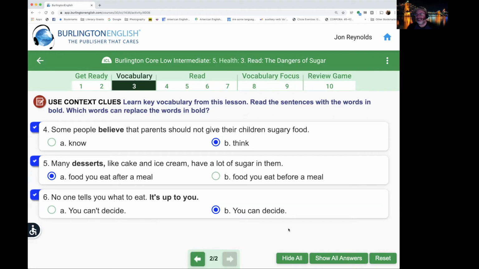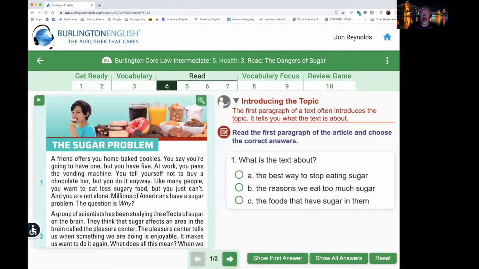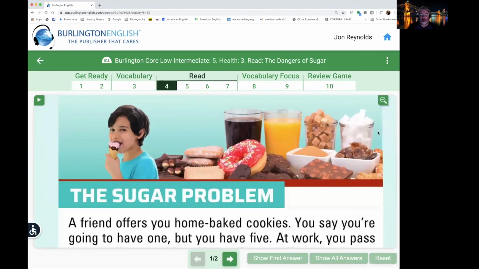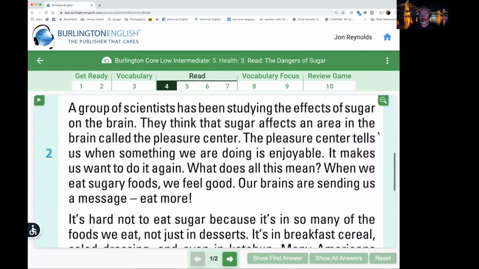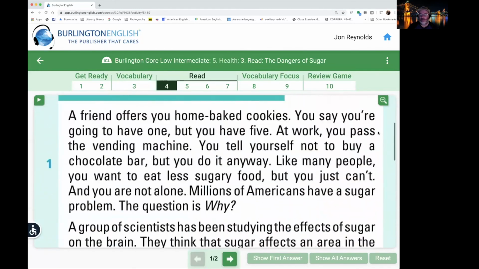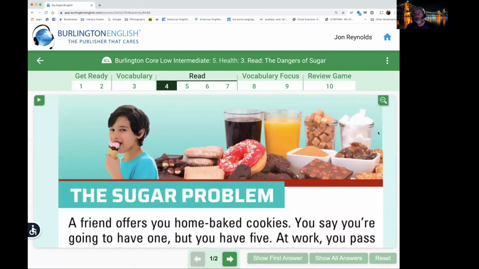Okay. Now, in our next activity, what I am going to do in this particular introduction is we're going to look at the article together. I'm going to enlarge the article now, and we're going to read the article. So I'm going to read the article out loud. You can follow along here in the video. So the title of the article is called The Sugar Problem.